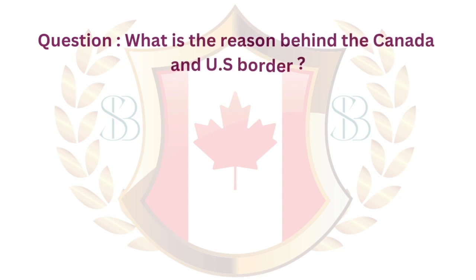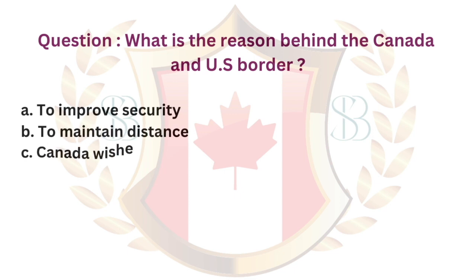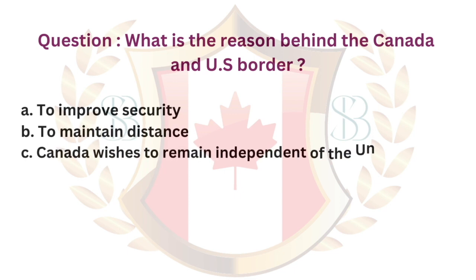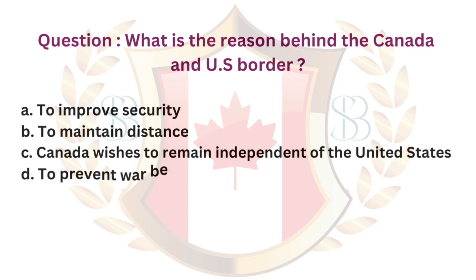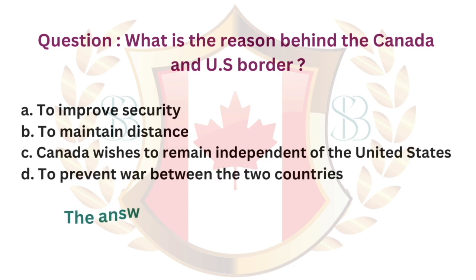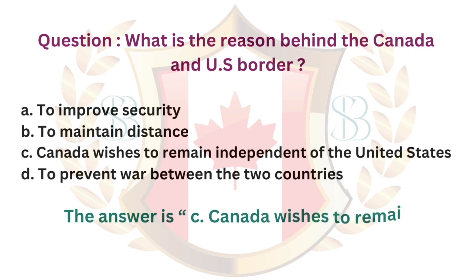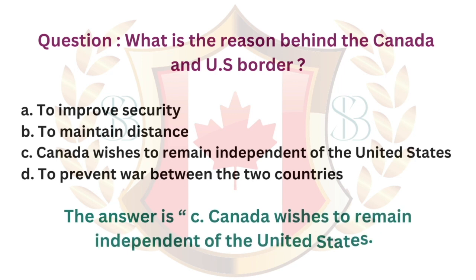Question. What is the reason behind the Canada and U.S. border? A. To improve security. B. To maintain distance. C. Canada wishes to remain independent of the United States. D. To prevent war between the two countries. The answer is C. Canada wishes to remain independent of the United States.